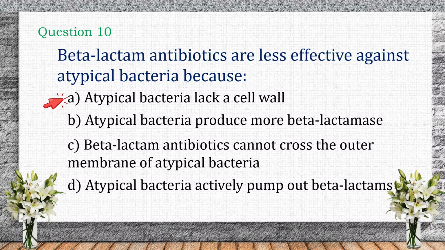Let's look at the other options. Atypical bacteria produce more beta-lactamase. While true for some bacteria, this is not the primary reason beta-lactams are ineffective against atypical bacteria.